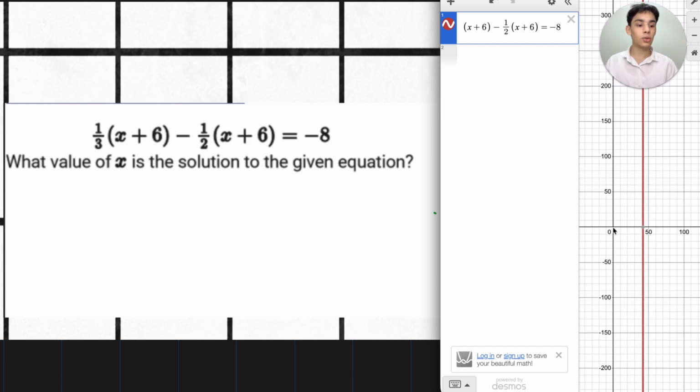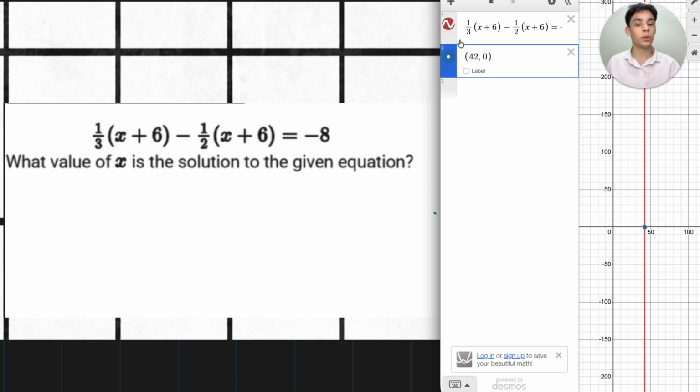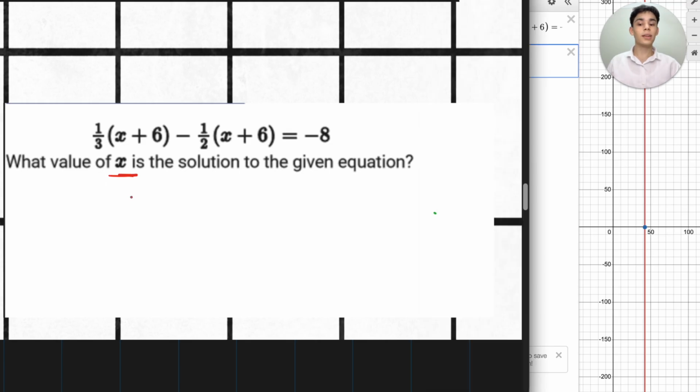And if I zoom out, a straight line will appear. This is our solution in this case. And if I click on it, it will demonstrate 42. So the value of x in this case just equals 42. It was this simple, guys.